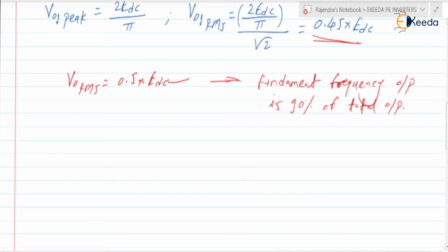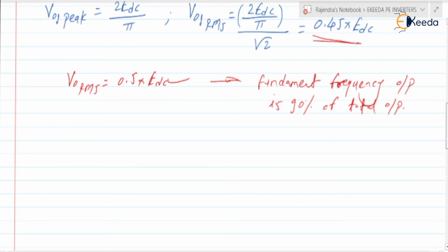But whether our V0 is sinusoidal, no, it is a square wave, right? So therefore it consists of the harmonics. Which harmonics are there? Third harmonic, fifth harmonic, seventh harmonic, means only odd harmonics are present. And out of that, our harmonic contents are only 10%, right? 90% share is of the fundamental component.